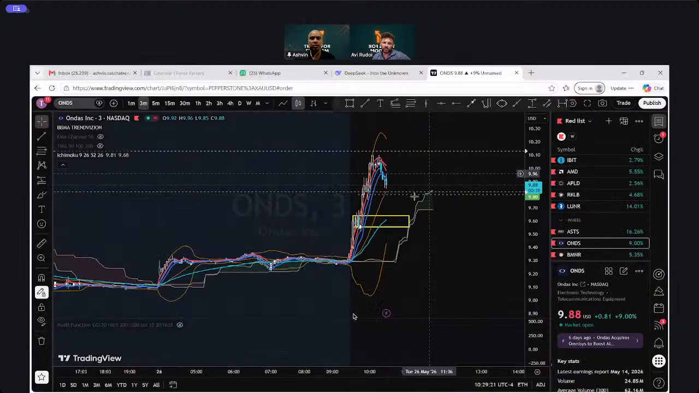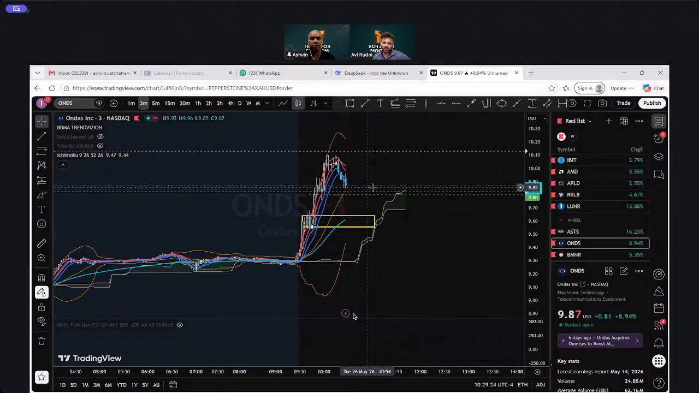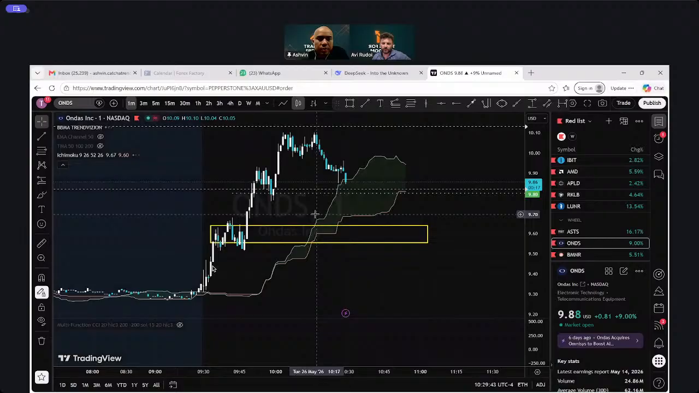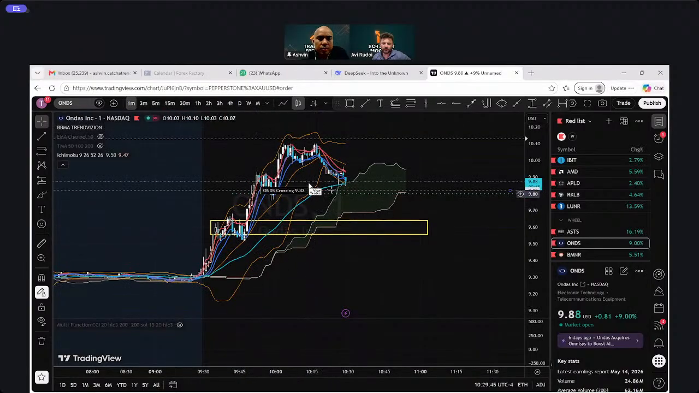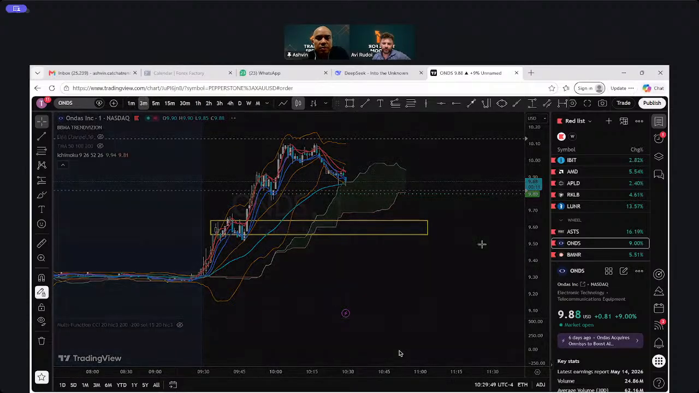Ondas is slowly pushing down. Let's see how this one goes. It should push up. Just a matter of time before it makes one more move. Hopefully it doesn't get too low before it pushes up. Yeah, hope it just pushes up right now. Don't need to go so low.